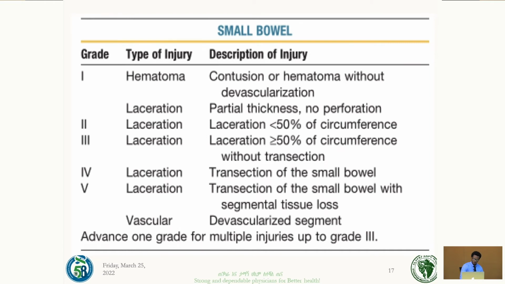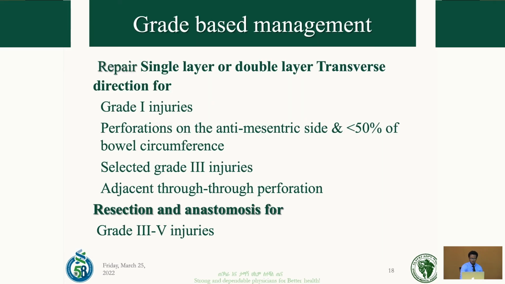So this is the grade for small bowel injuries. The management of small bowel injury is grade based, and the clinical condition of the patient will guide the management of the injury. Grade 1 injuries, perforations on the antimesenteric side involving less than 50% of the bowel circumference, and a few patients with grade 3 injuries and adjacent perforations can be primarily repaired. The repair can be either single layer or double layer, in a transverse direction so as not to compromise the bowel lumen.